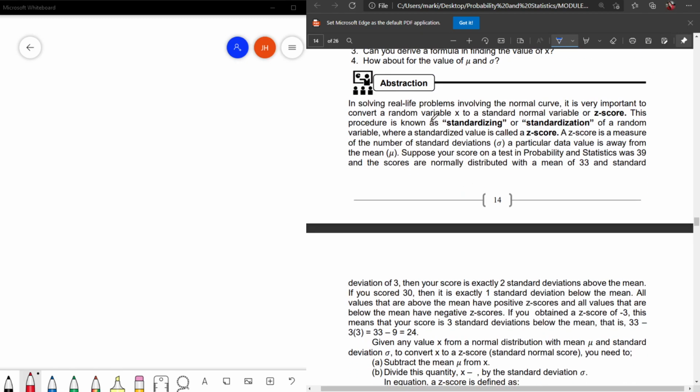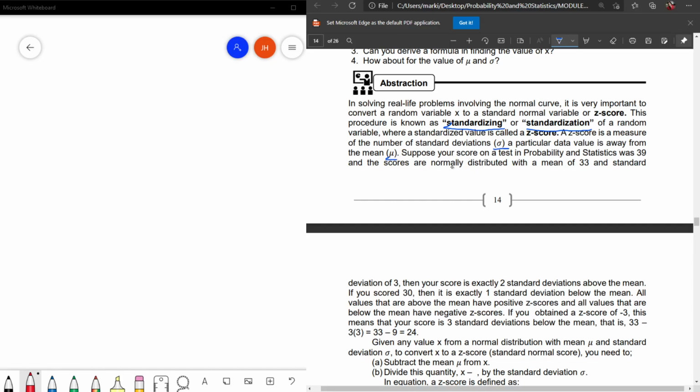So in abstraction, in solving real-life problems involving the normal curve, it is very important to convert a random variable x to a standard variable or z-score. This procedure is known as standardizing or standardization of a random variable, where the standardized value is called a z-score. A z-score is a measure of the number of standard deviations a particular data value is away from the mean.